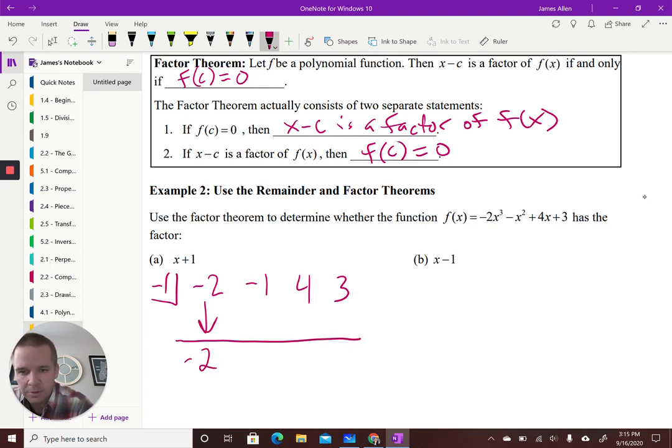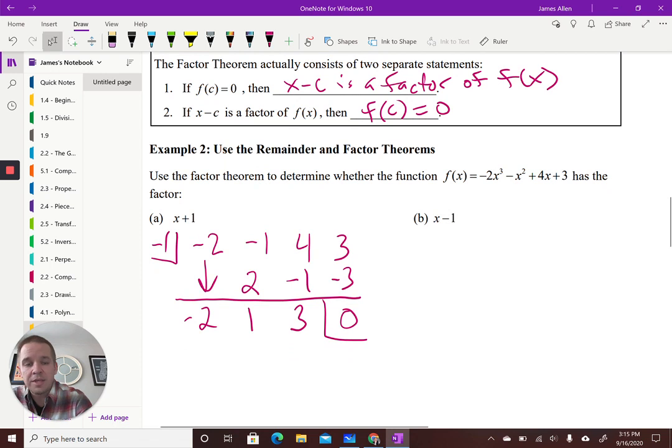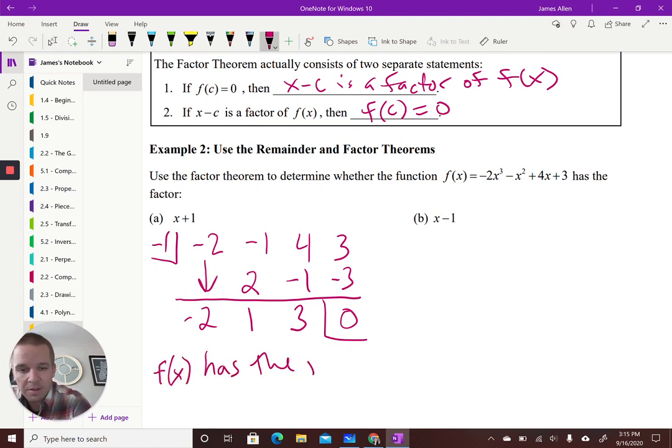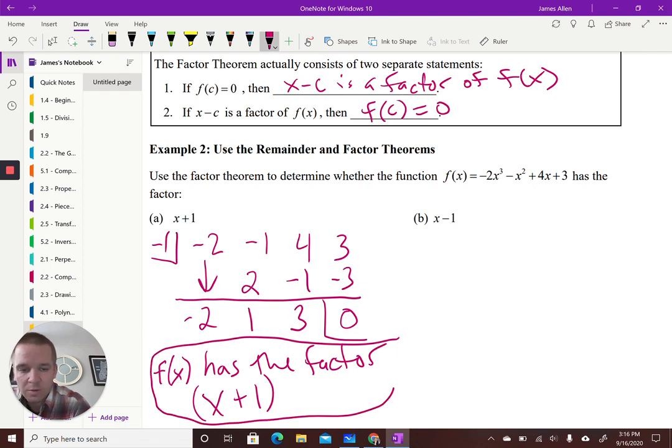I'll drop the negative 2, multiply and I get 2. Add vertically, I get 1. Then I'd have negative 1 when I multiply negative 1 and 1. Add vertically, I get 3. Multiply negative 1 by 3, and I get negative 3. Add 0. My remainder is 0. So what does this mean? That's important. That means that f of x has the factor x plus 1.